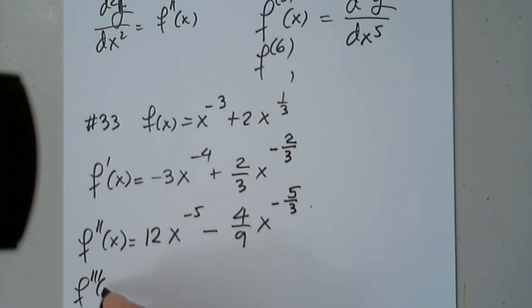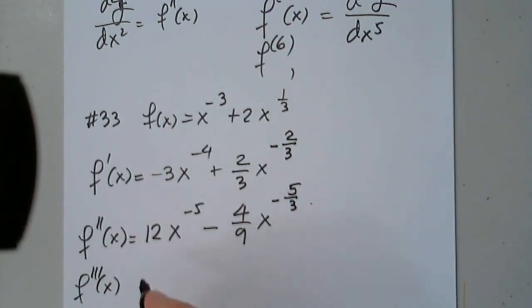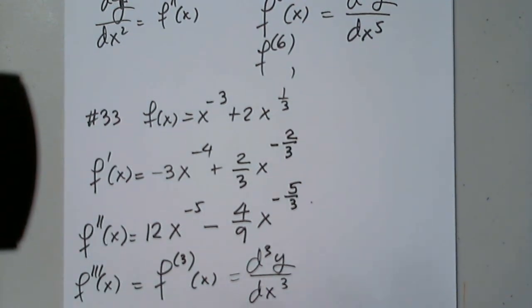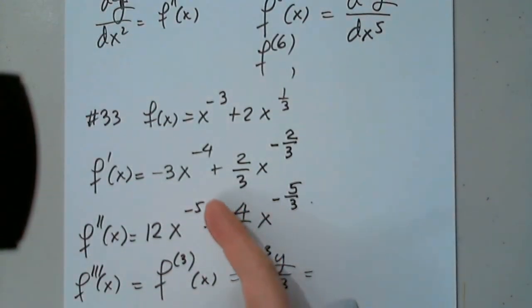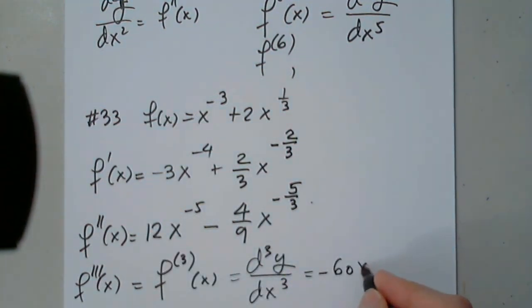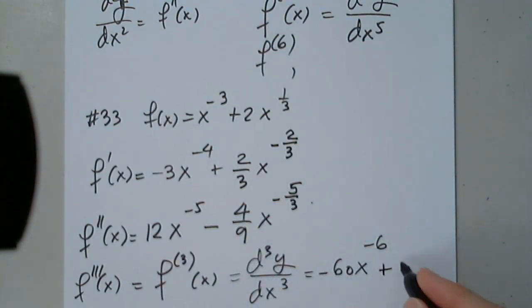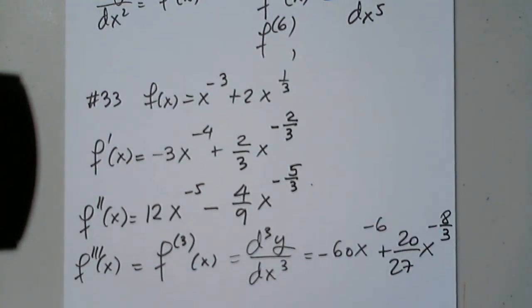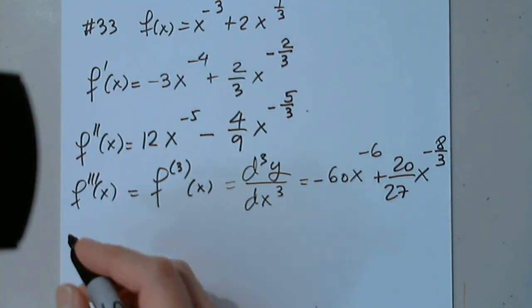Third. Or you can denote it like this. That's fine too. Same thing. Or you can say d3y over dx3. They're all the same thing. Bring down the power, subtract 1 from the power. Ugly, as you see. Not friendly. Okay, the fourth one.